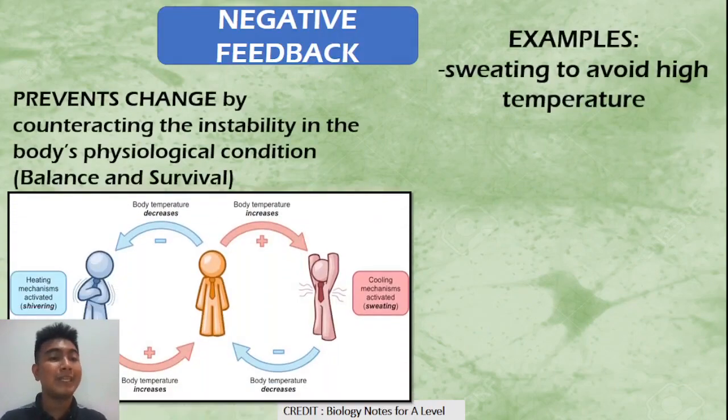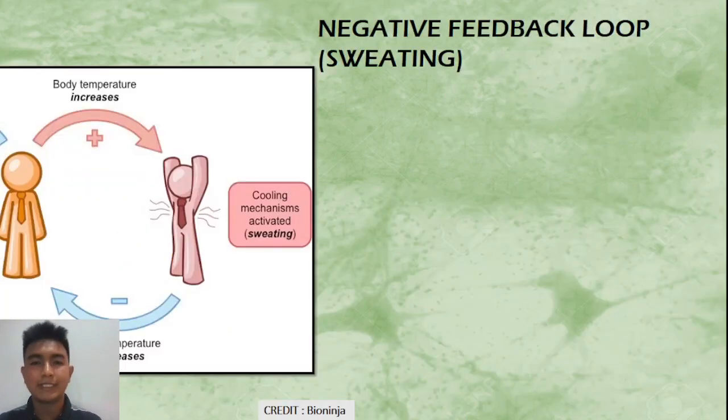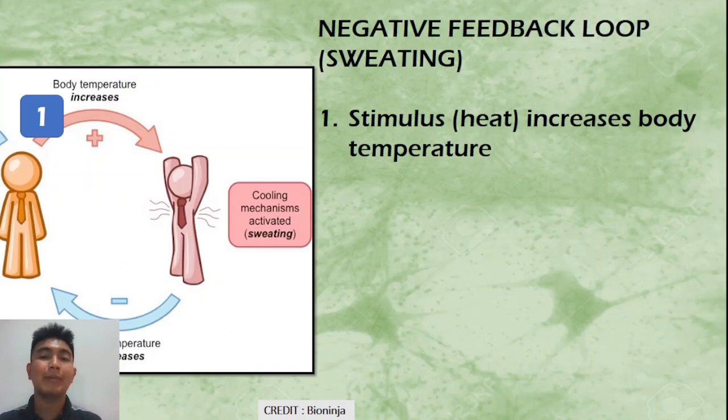Negative feedback prevents change by counteracting the instability in the body's physiological condition. Examples of those are sweating, and glucagon and insulin to regulate sugar. Let me explain them step by step in the context of the homeostatic process. First is the stimulus when it comes to sweating. Heat, of course, increases the body temperature.